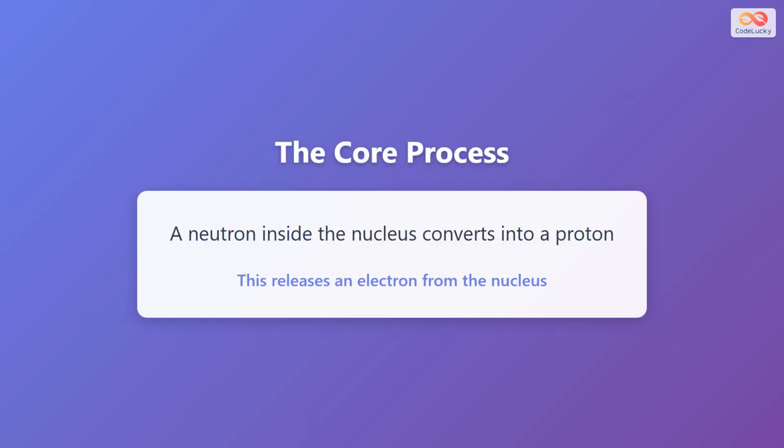At the heart of beta decay is a fascinating transformation. A neutron, which is one of the particles inside the nucleus, spontaneously converts into a proton. When this conversion happens, an electron is released from the nucleus. This electron is the beta particle that gives beta decay its name. Remember, this is happening inside the nucleus itself, where neutrons and protons reside.